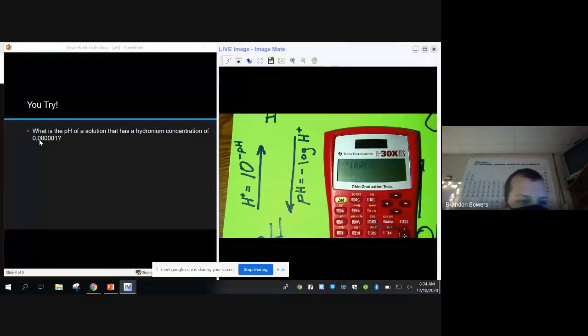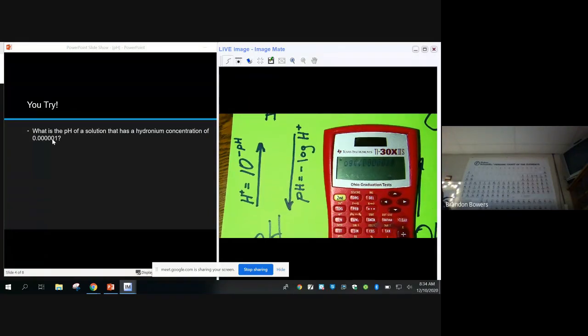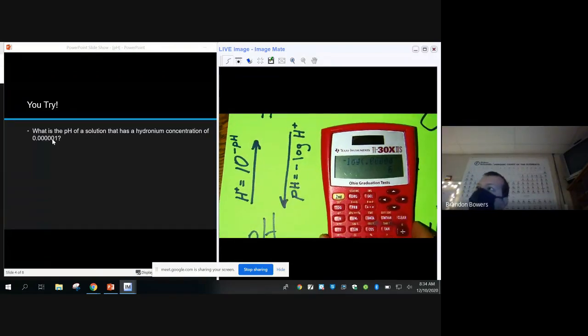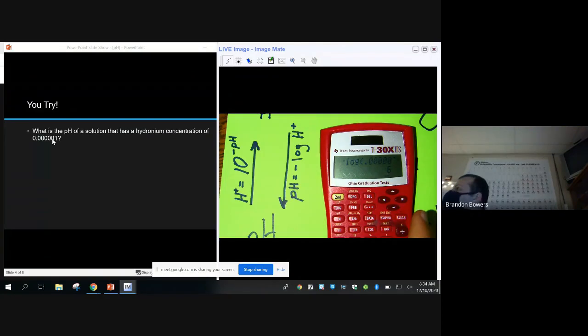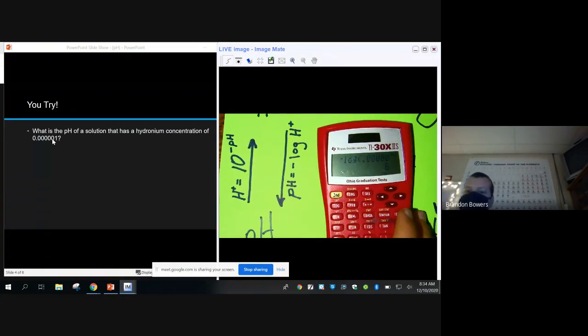So 0.00, 1, 2, 3, 4, 5 zeros and a 1. And I got my answer to be 6. Is that what you guys are getting? So 6 is the pH value. If we have a pH value of 6, is that an acid or a base? Acid. That's an acid. Okay, and that's how you do those calculations. Does that kind of make sense?